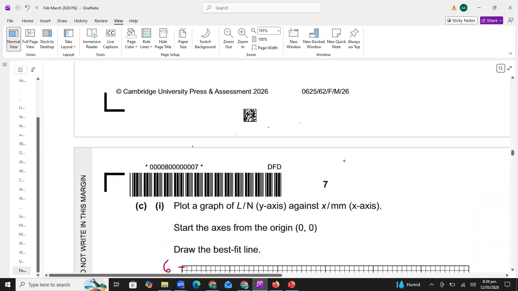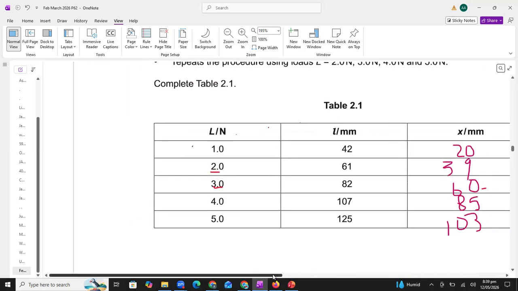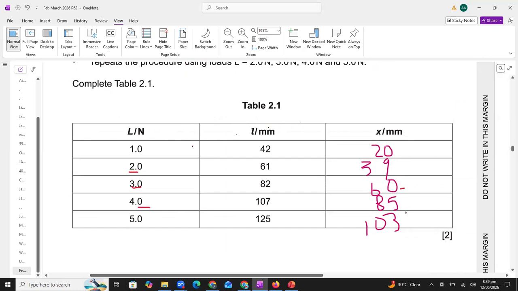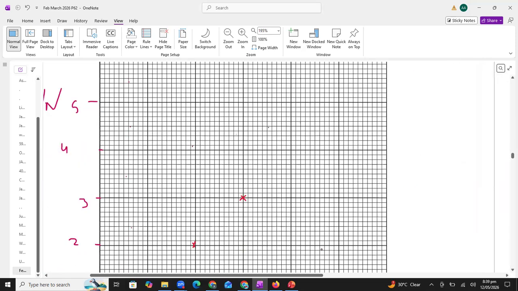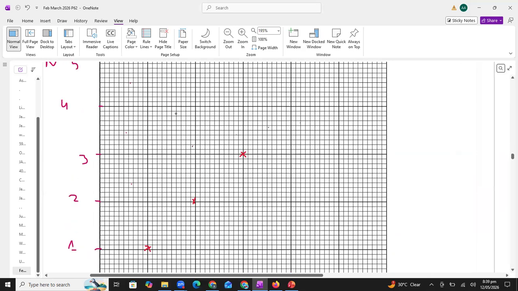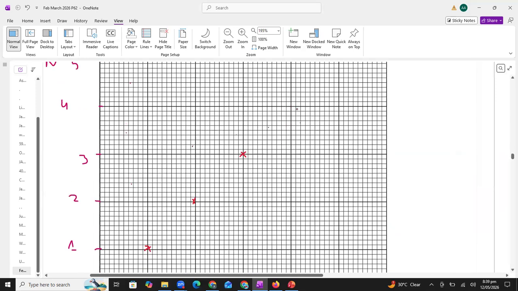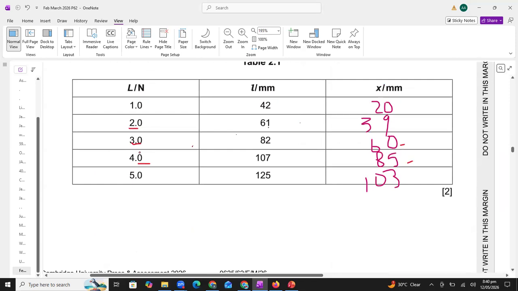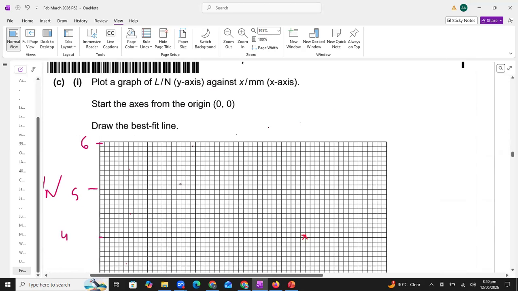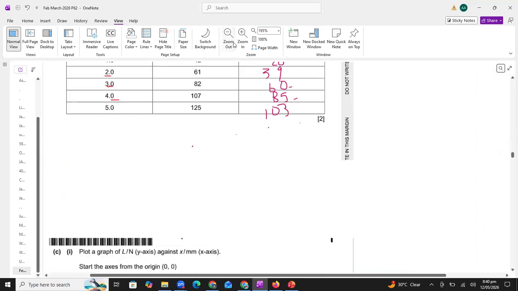All right. Now the next is load is 4 Newton and extension is 85 millimeter. Load is 4 Newton and extension is 85. So this reading is 80 and this reading is 80, 82, 84, 85 must lie here. 85 millimeter, right students? And the last reading is 5. For 5, we are getting 103. All right, load is 5 and this must be 100 and 103 will lie at this point. Are you understanding this thing, students?